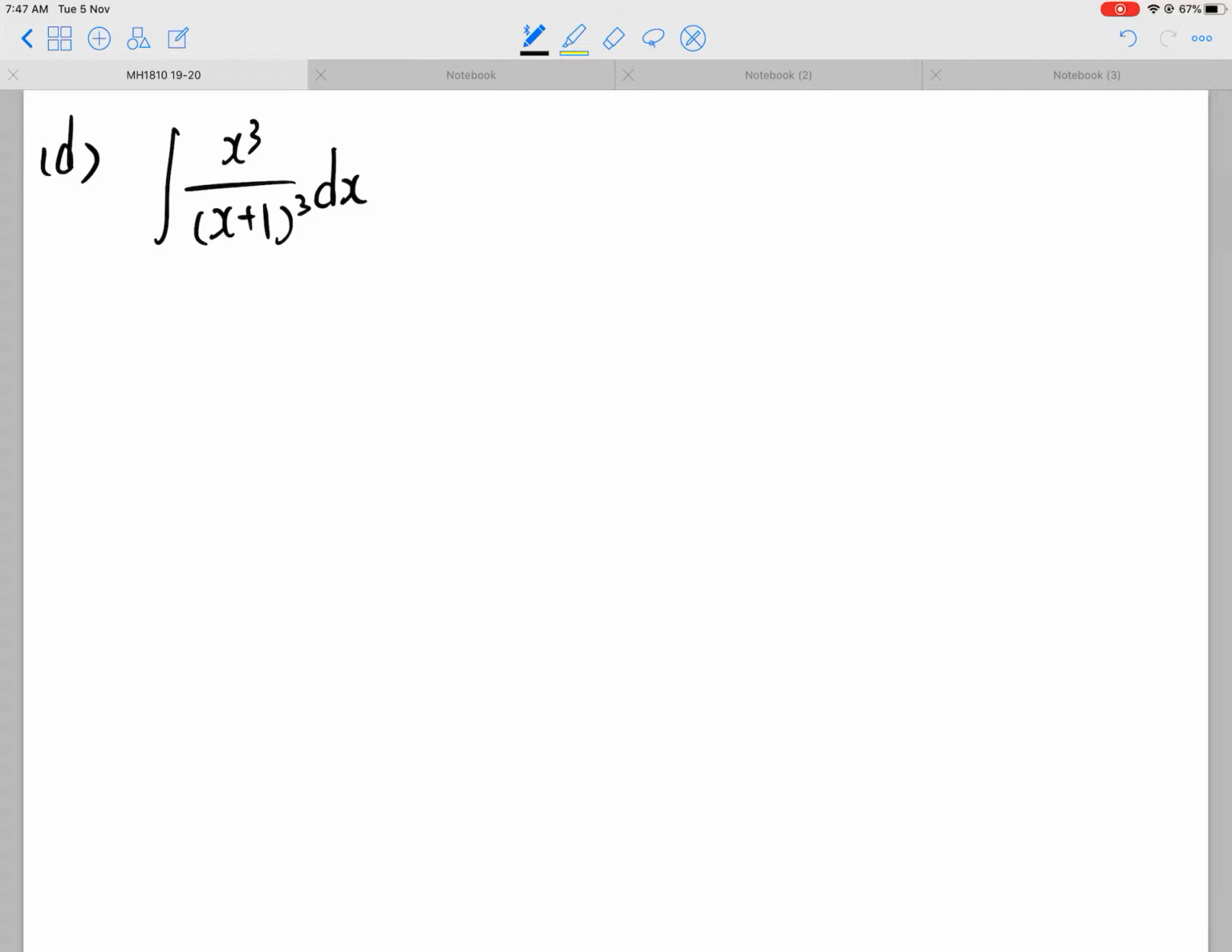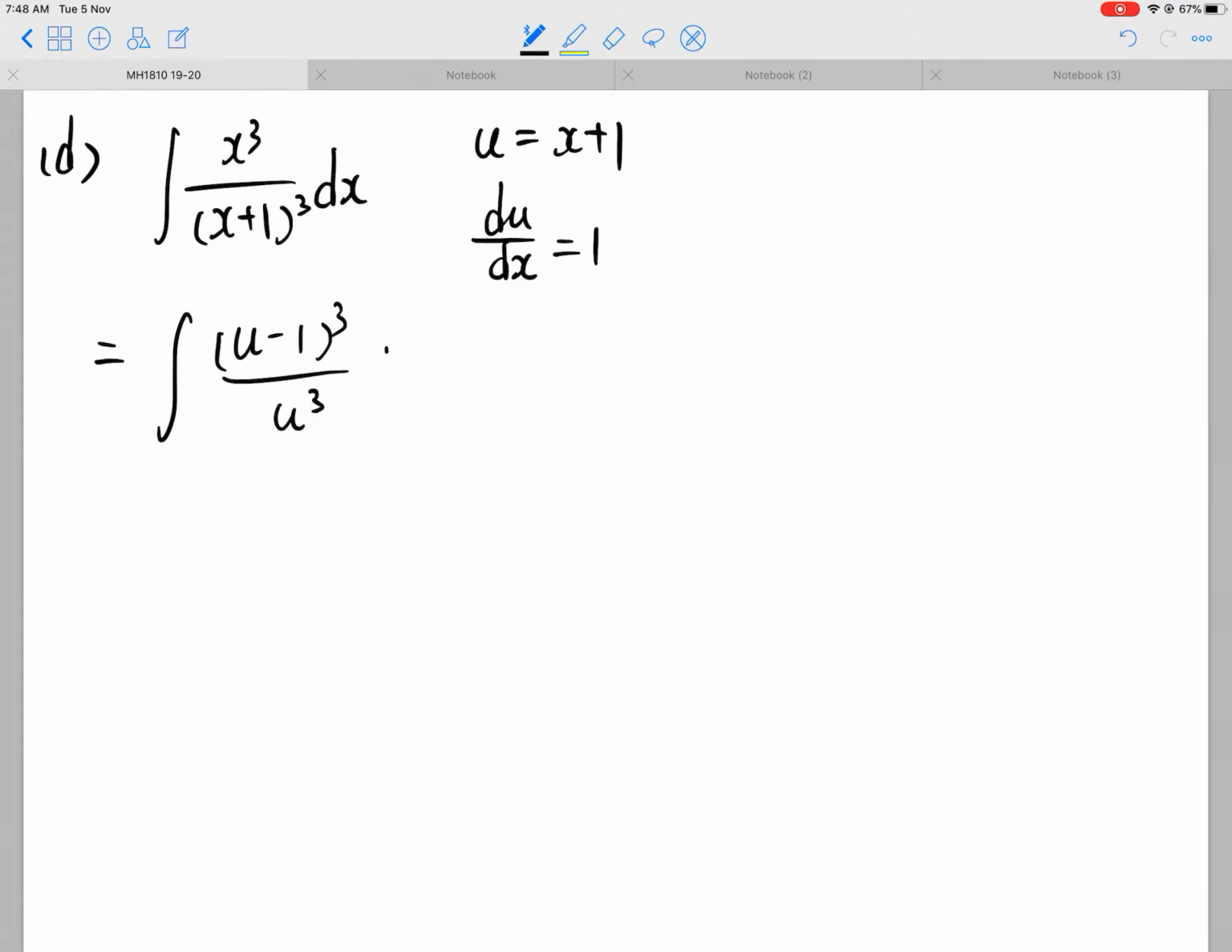Okay, so we use the substitution method once. It becomes (u minus 1) to the power of 3 over u to the power of 3 du, which is, you can expand the top, u cubed minus 3u squared plus 3u minus 1, over u cubed.